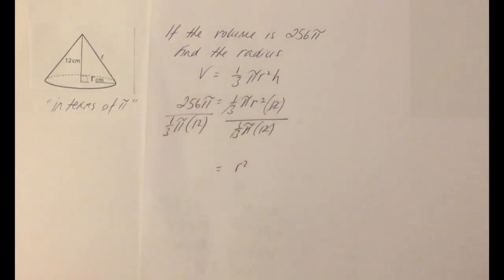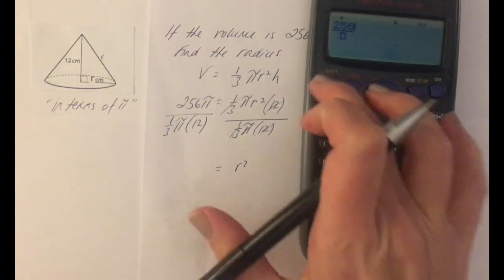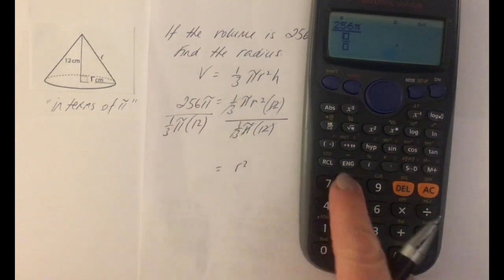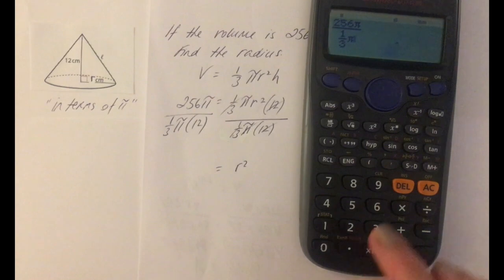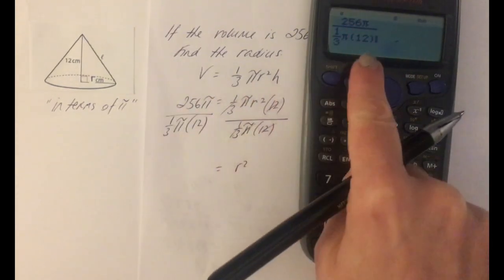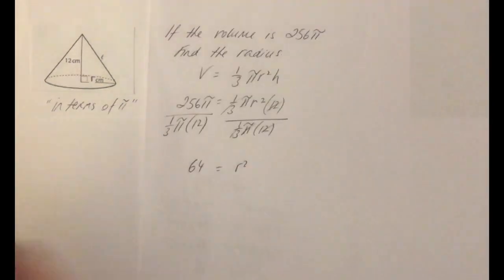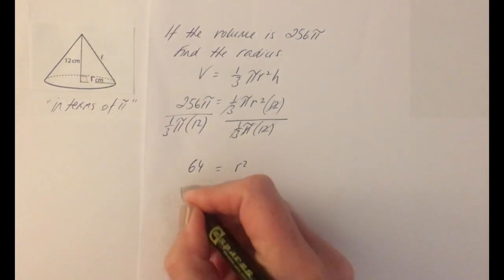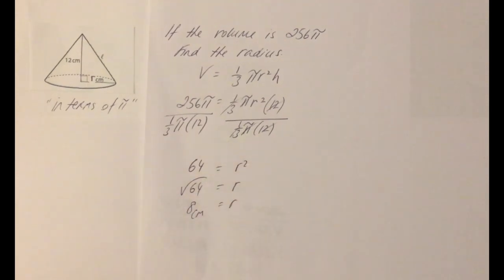Okay, so this is what I'm going to do on the calculator. So put your fraction button up, put 256 and put the pi button, come down underneath, put your fraction again for the third, 1 on the top, 3 on the bottom, come to the side, we want pi again, and then in brackets we want 12. So exactly as I have it here, I'm going to type it in, press equals, and I get 64. So if r squared is 64, the only way to undo the square is of course to square root. So therefore r is equal to 8 centimeters.